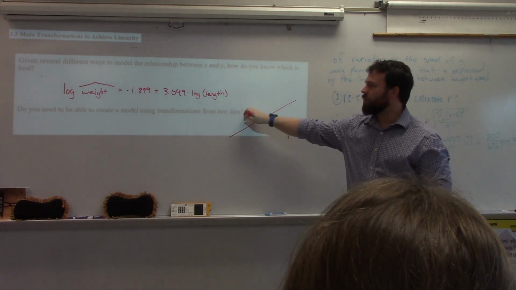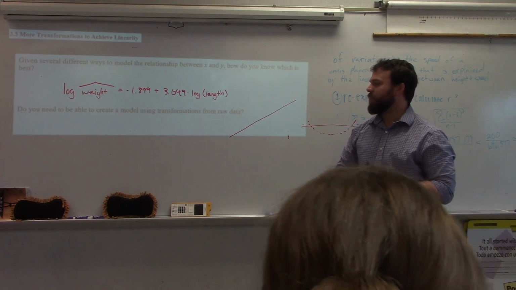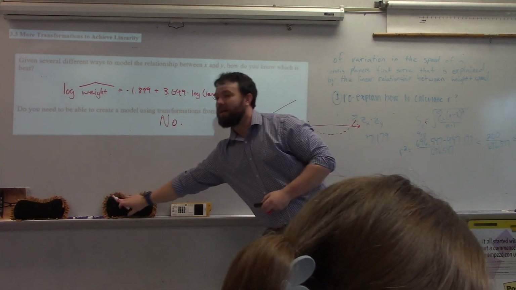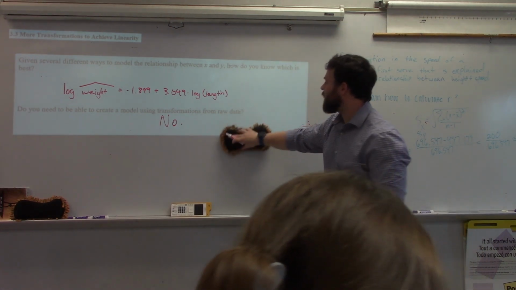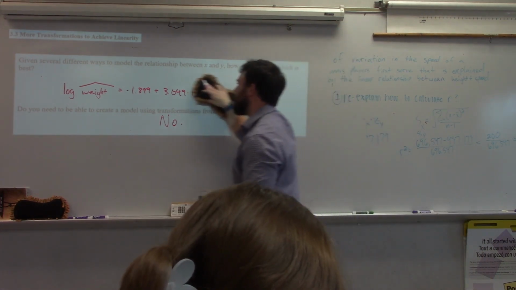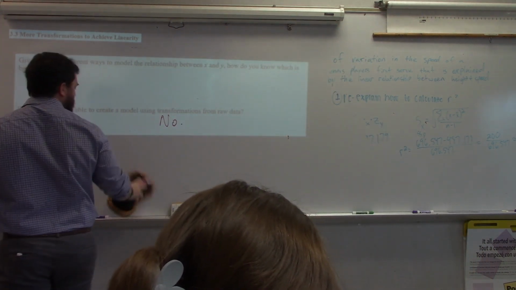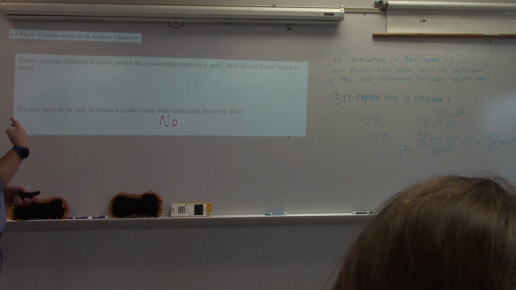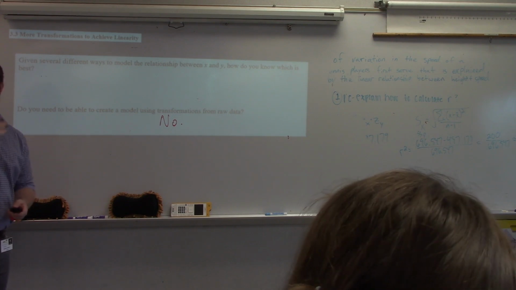Actually, let's do this quick. Do you need to be able to create a model using transformations from raw data? No, right? What you will have to do is identify, or you may be asked to identify, which one is the best. Okay? So, how would we know when we have the best transformation?